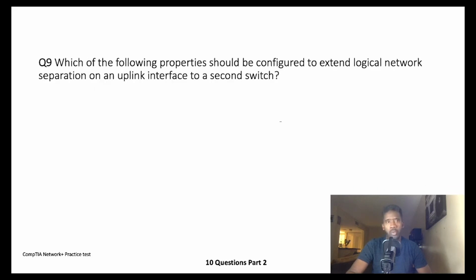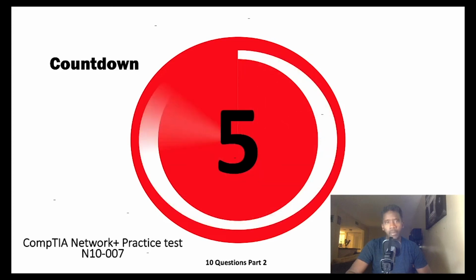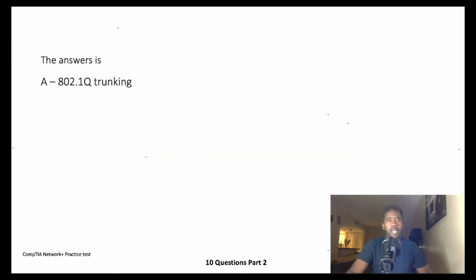Question 9. Which of the following properties should be configured to extend logical network separation of an uplink interface to a second switch? Is it A, 802.1Q trunking, B, multiple untagged ports, C, port mirroring, or D, management VLAN? Okay, the correct answer is A, 802.1Q trunking. All right, we're talking about switch.